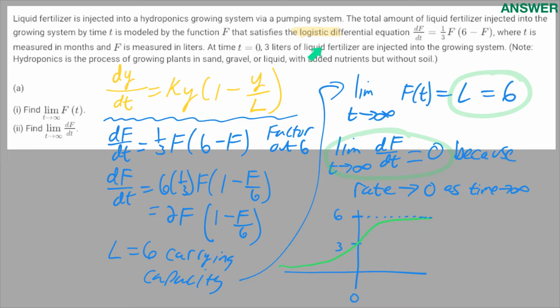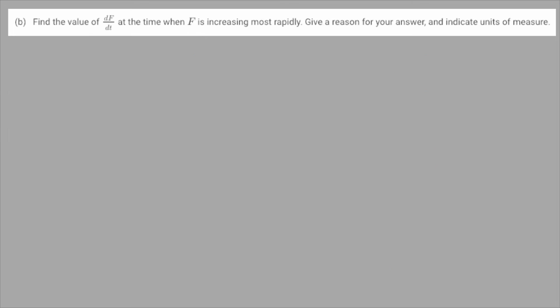And then for all logistic differential equations, the limit as time goes on of the rate is 0. Logistics look like this. So as you get closer and closer to a very large time, the rate, their slope, becomes 0. What's different about this problem is that at time equals 0, we don't start at a very small amount. We start at the halfway point of 3, and that'll become important in the next question.